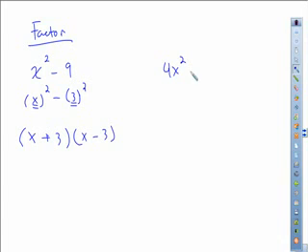Say we have 4x squared minus 1. Is this a difference of squares? Does it meet the requirements? Well, there are two terms. It's a minus sign. And is this a perfect square? Well, let's think. Doesn't 2x squared give us this?